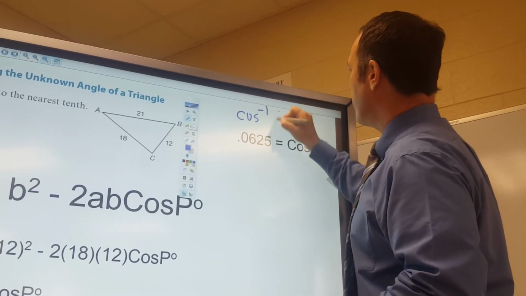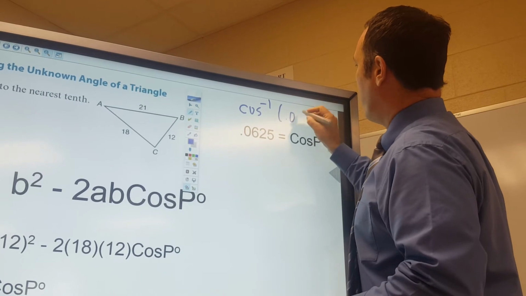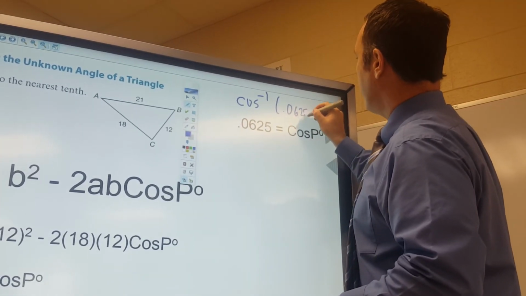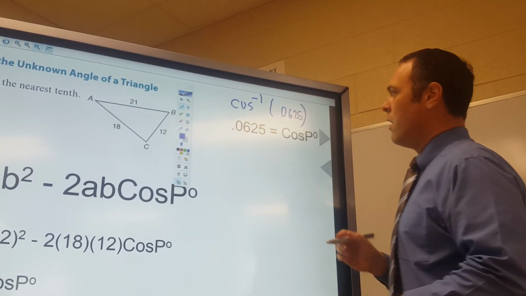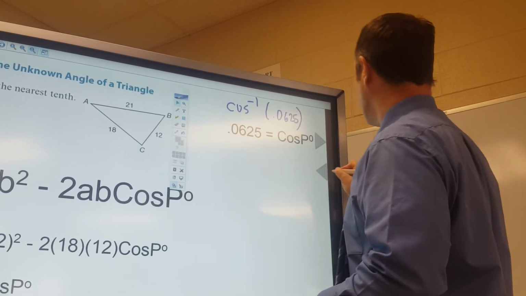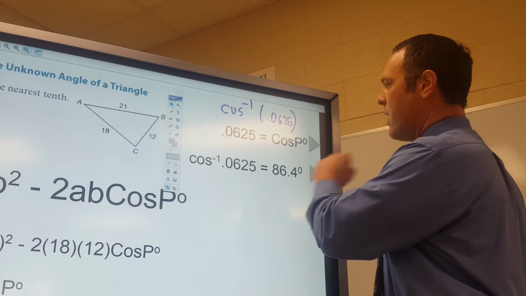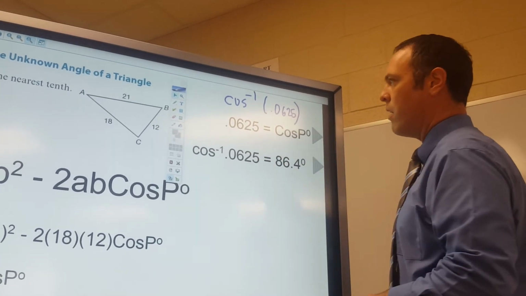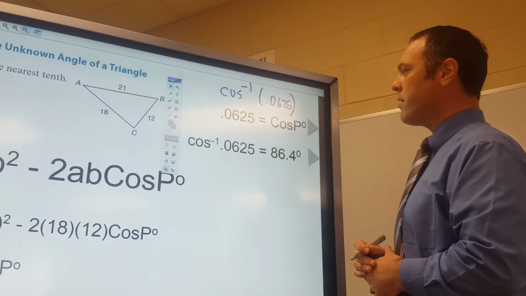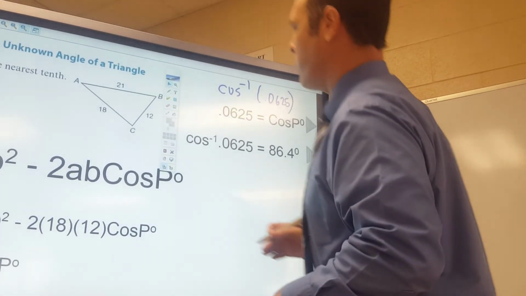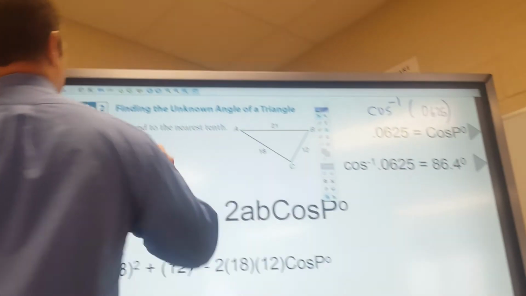Cosine inverse of 0.0625. After we do that, we plug it in on our calculators, and I should have an approximate there, but we should get about 86.4 degrees. So we found that angle.